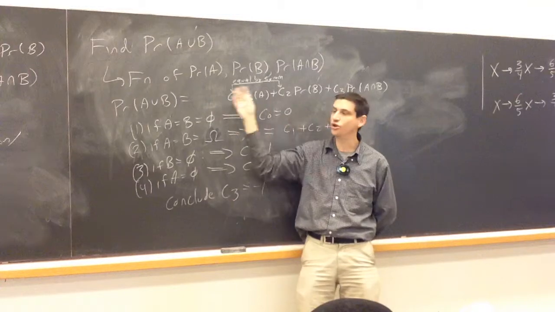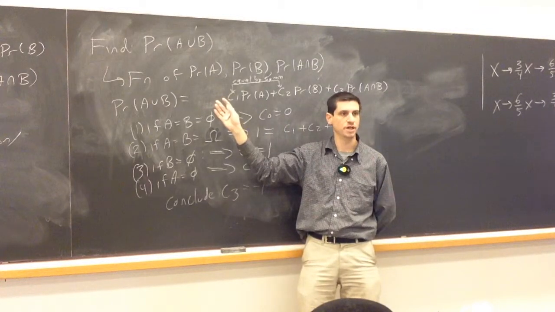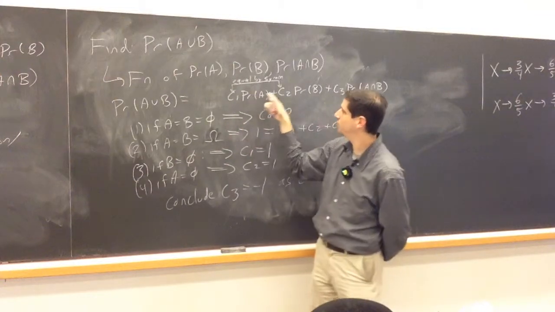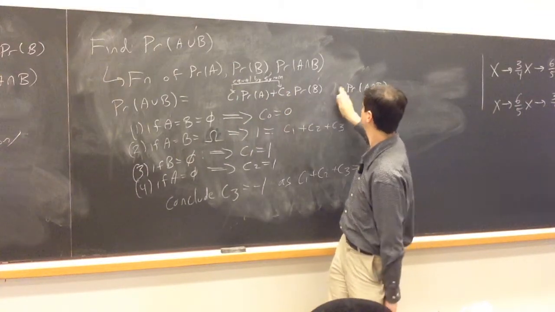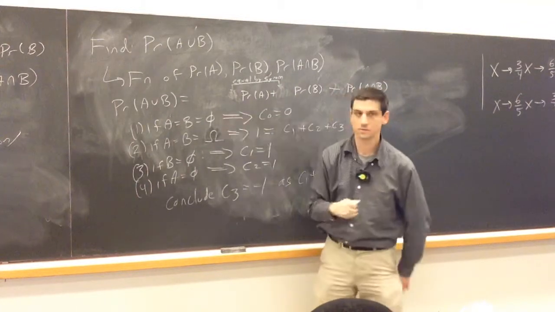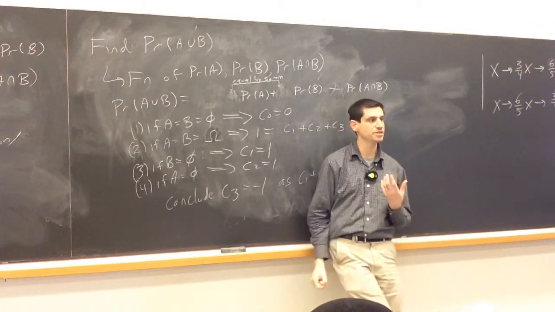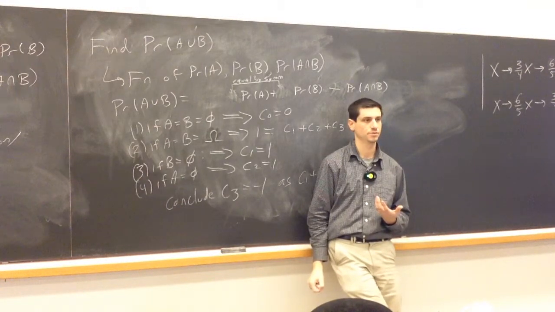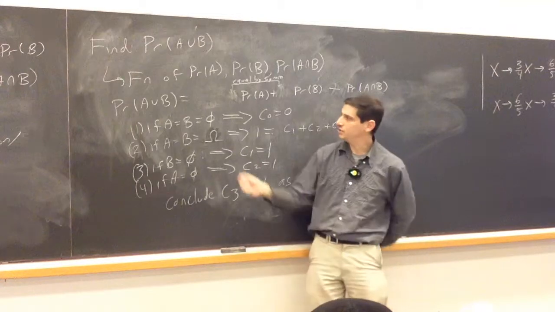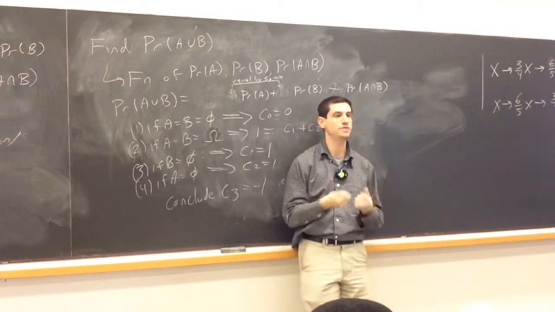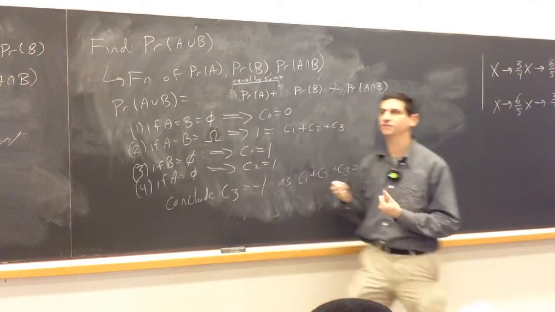And so, again, this is not a proof. This is just highly suggestive that the answer should be probability of A plus probability of B minus the probability of A intersect B. And what I like about this is you now have an idea of what you should try to prove. And then the way you would prove this, one of the proofs is you write A union B as the union of disjoint sets. That's the main method we have of proof.